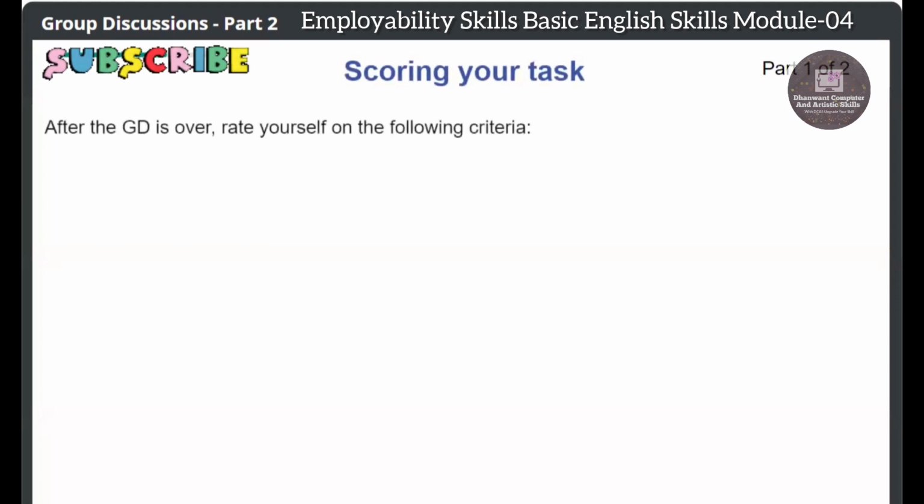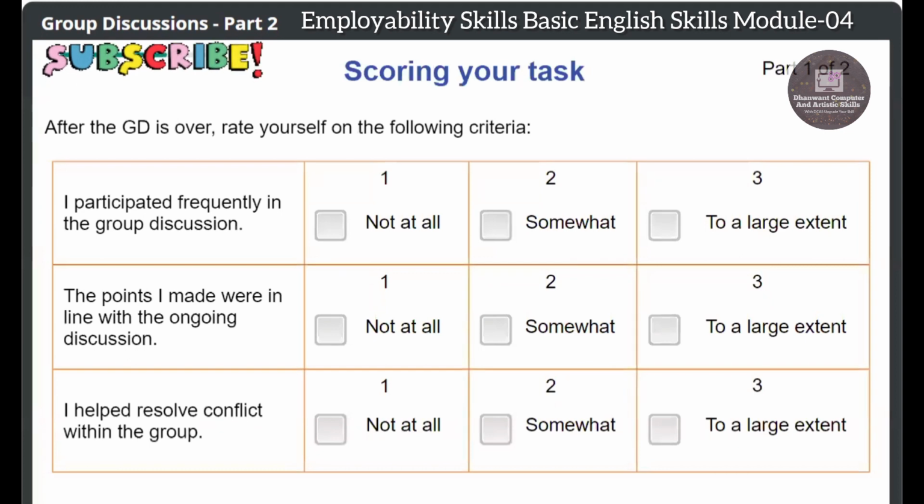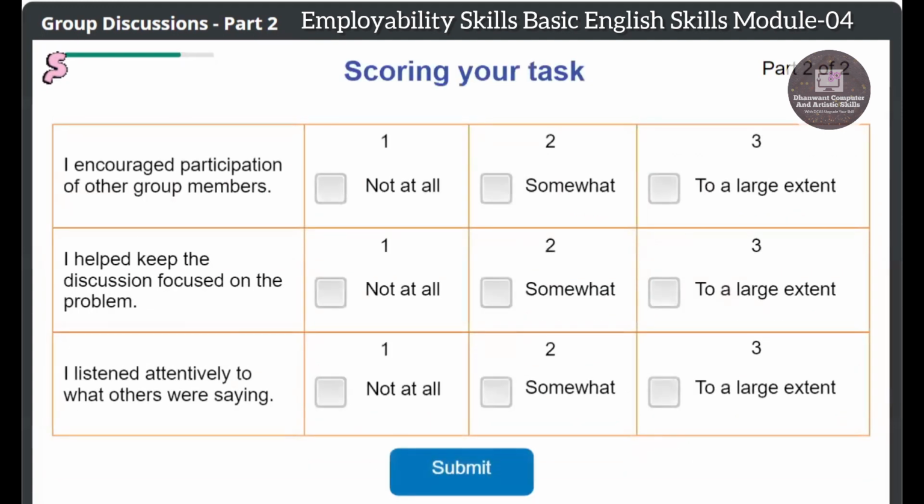Scoring your task. After the GD is over, rate yourself on the following criteria. I participated frequently in the group discussion. The points I made were in line with the ongoing discussion. I helped resolve conflict within the group. I encouraged participation of other group members. I helped keep the discussion focused on the problem. I listened attentively to what others were saying.